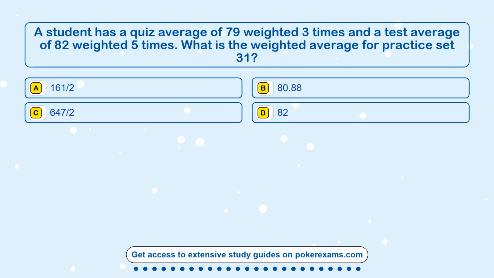Question 20. A student has a quiz average of 79 weighted 3 times and a test average of 82 weighted 5 times. What is the weighted average for practice set 31? Option A 161/2. Option B 80.88. Option C 647/2. Option D 82.